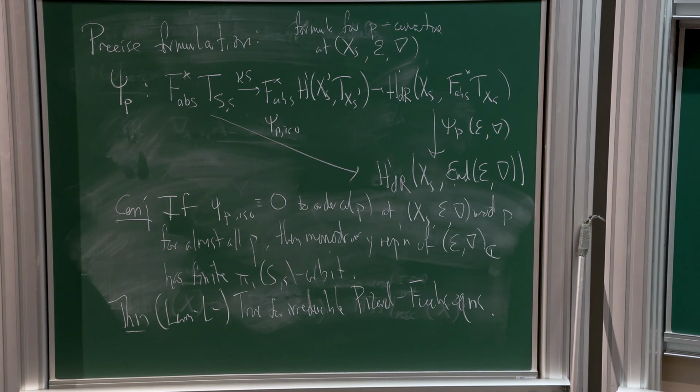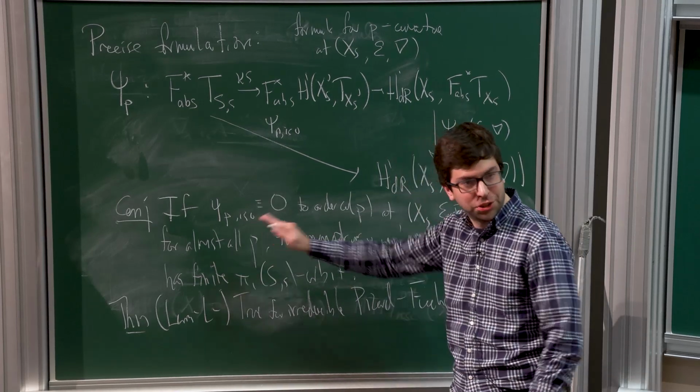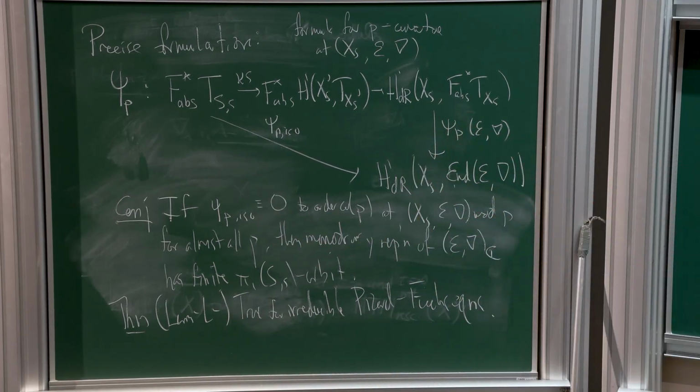So can you say again, do you need infinitely many pieces, or do you need almost all pieces? Yeah. So in the theorem, we only need infinitely many. In the conjecture, we need all but finitely many. Yeah. But in the theorem, we only need infinitely many. Okay.